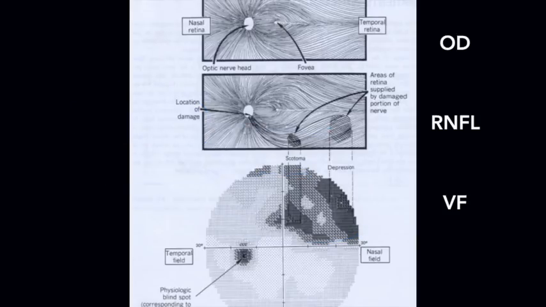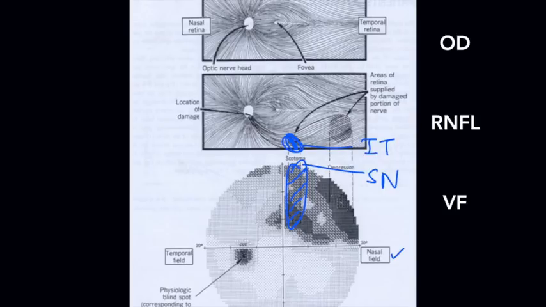Which means, just look at this example. Here we have an optic disc, and this part of the optic disc is damaged. When this part of the optic disc is damaged, the corresponding retinal nerve fiber layer is also damaged. And the part of the visual field which is mapped by this part of the retina will be marked here. So a damage located in the inferotemporal part of the retina is manifested as a scotoma, as a visual field defect in the superonasal field.